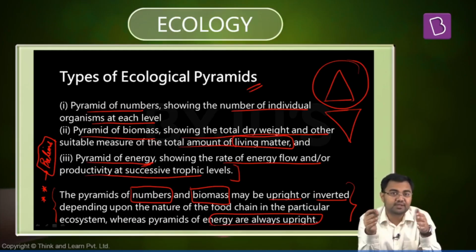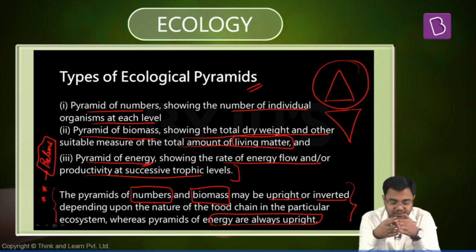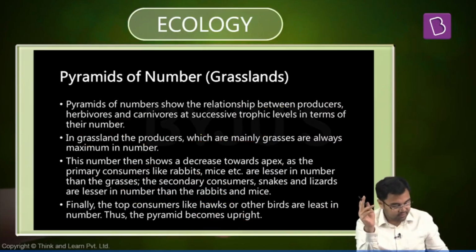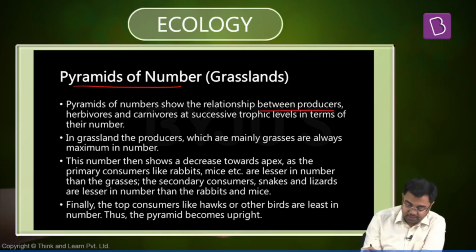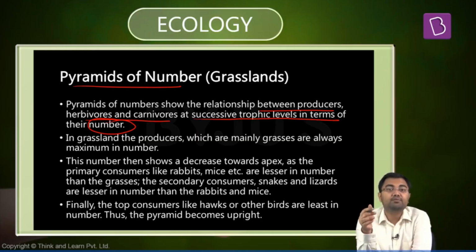So we will discuss why this is happening. Once you understand it conceptually, why the pyramid of number can be inverted or why the pyramid of biomass can be inverted, you will not need to remember this fact. So first we'll start with pyramid of number. Pyramids of number show the relationship between producers, herbivores and carnivores as successive trophic levels in terms of their numbers. So the pyramid of numbers shows the relationship between these three trophic levels in terms of their absolute number. We are not calculating the energy, we are not calculating the mass, but only the number of individuals at each trophic level.